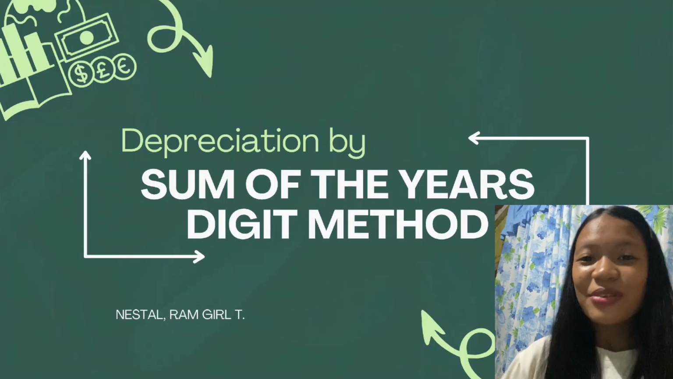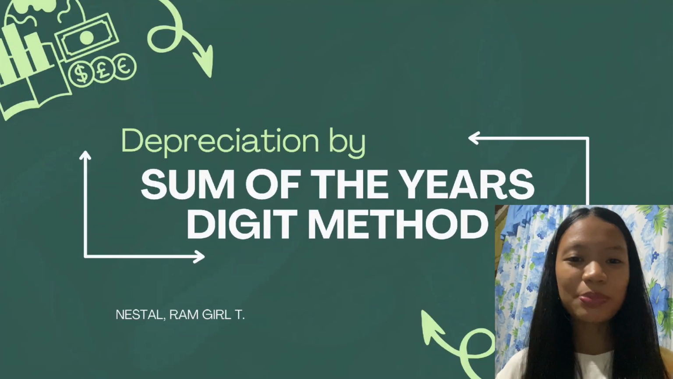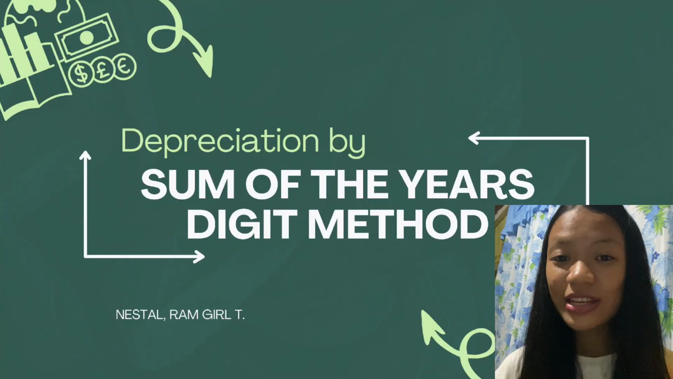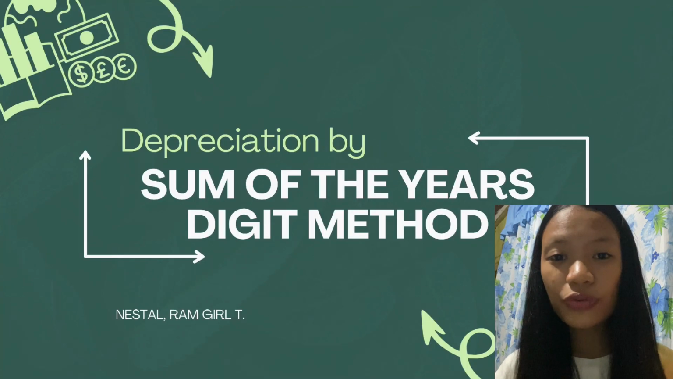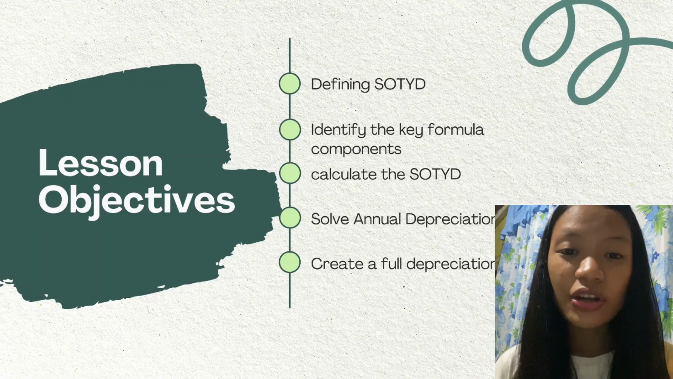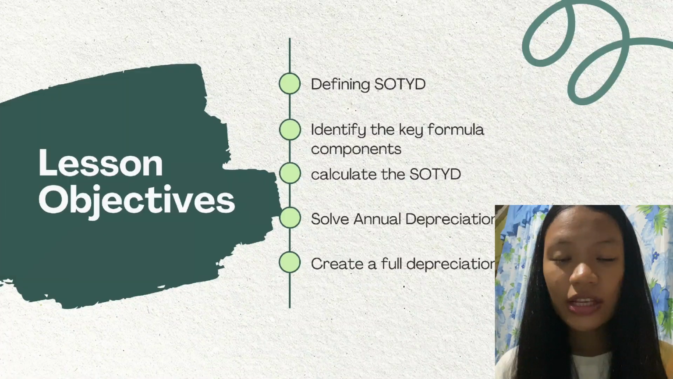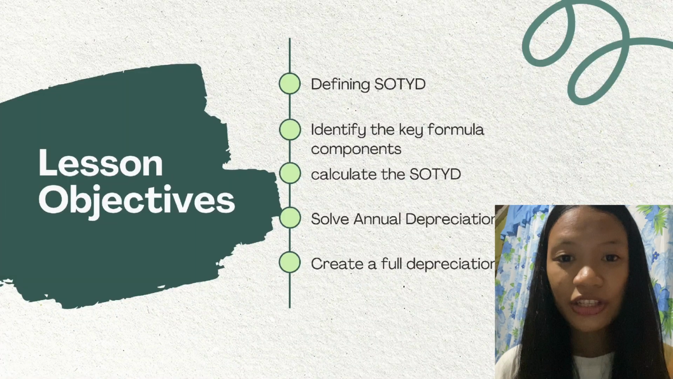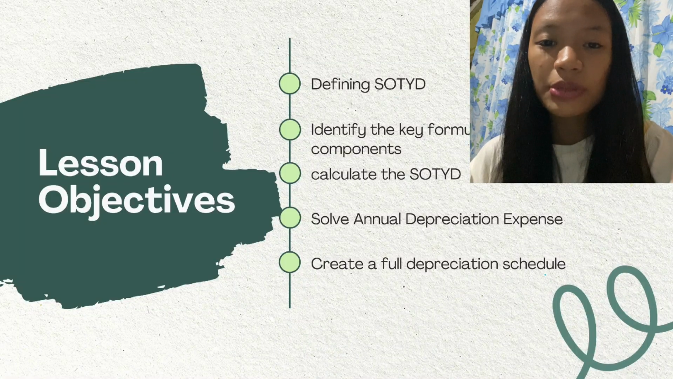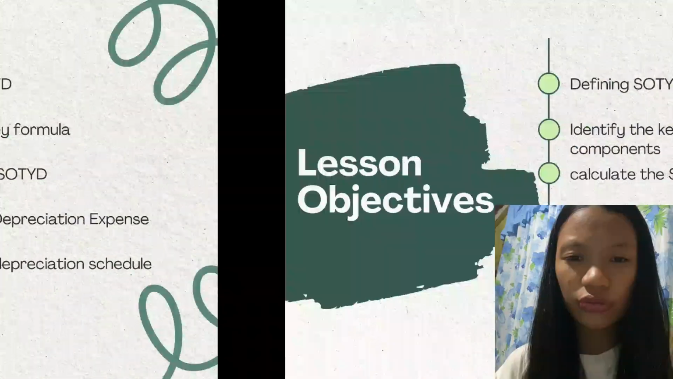Hello everyone! For this performance task, I will be explaining the sum of the year's digits method of depreciation. I'll define it, discuss its key characteristics, and then walk you through a sample problem. So here are the lesson objectives. Defining SOYD, identify the key formula components, calculate the SOYD, solve annual depreciation expense, and create a full depreciation schedule.